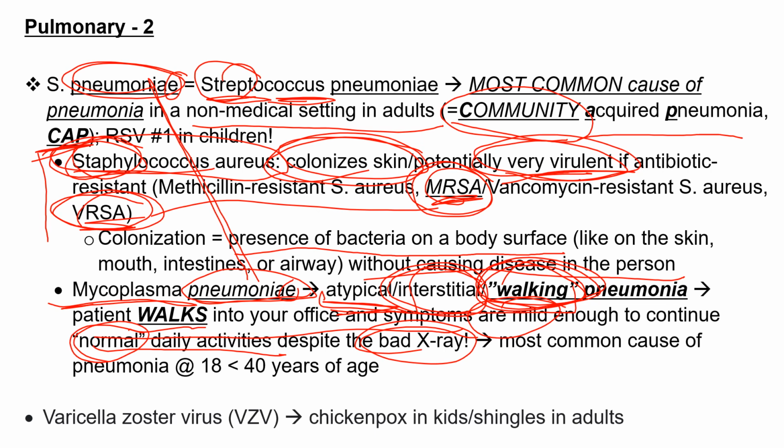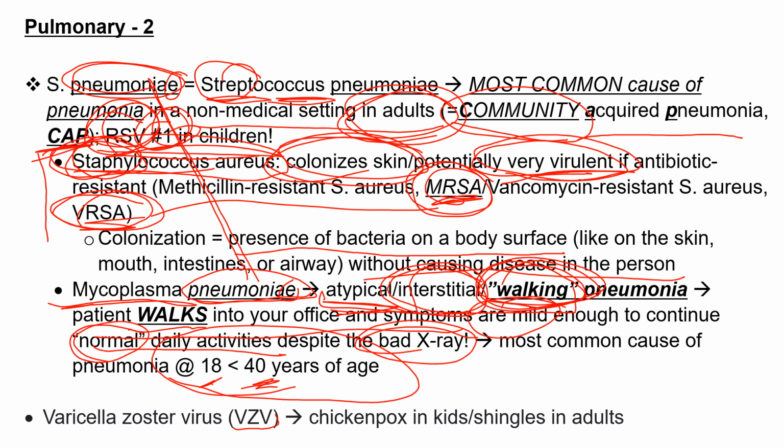And the population that it affects are younger adults between 18 and 40 years of age. These may be very normally healthy individuals, military recruits, college students who live very close together. Now, strep pneumo affects adults and usually older adults. In children, the number one cause of pneumonia is a virus. It's called respiratory syncytial virus, RSV.